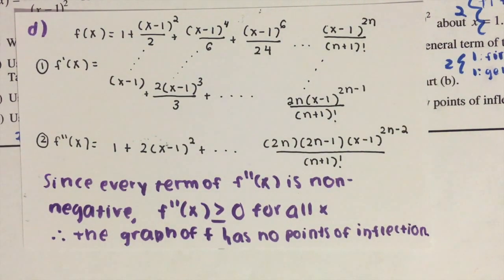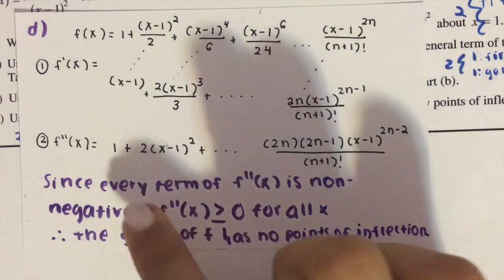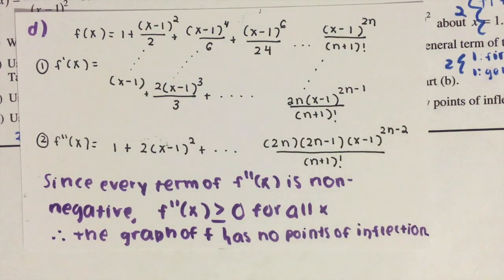So therefore, since every term of f double prime of x is non-negative, as you can see here, f double prime of x is greater than or equal to 0 for all x, or it's concave up for all x, and therefore it has no points of inflection.